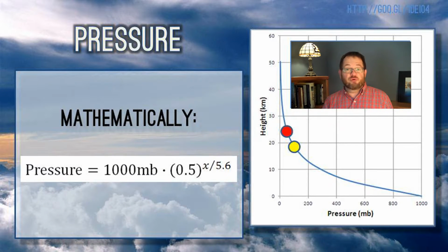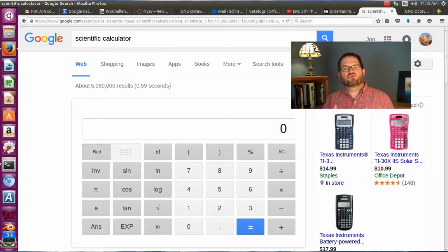Speaking of formulation, the lab manual actually shows you an equation for figuring out the pressure at any given height x. And I can see where this might give people a little intimidation. The pressure at any given height x is 1,000 millibars times the quantity 0.5 raised to the x divided by 5.6 power. Alright, now, we are checking here to make sure that you know how to use your calculator to do such a thing.